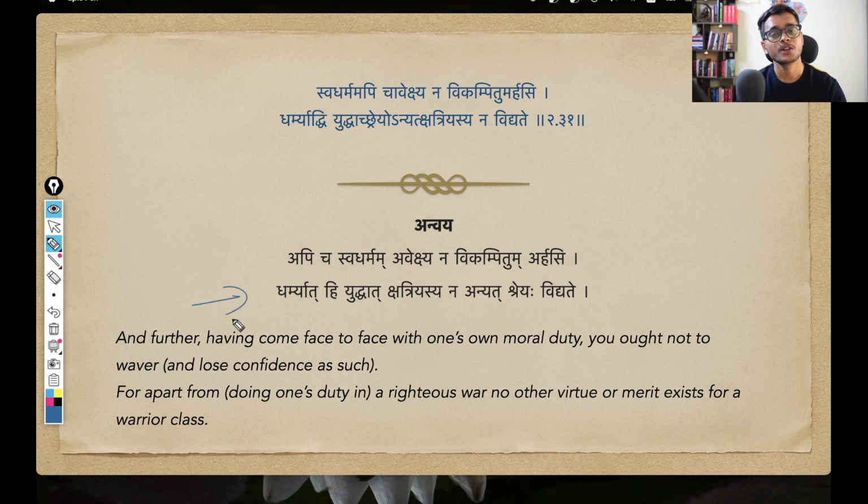And then he is also giving a brilliant reason to Arjuna: dharmyat hi yuddhat. So you see this hi. This hi generally translates as indeed, but it also translates as for, or because, when we are giving a reason.